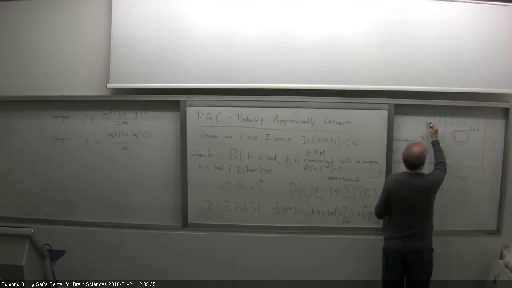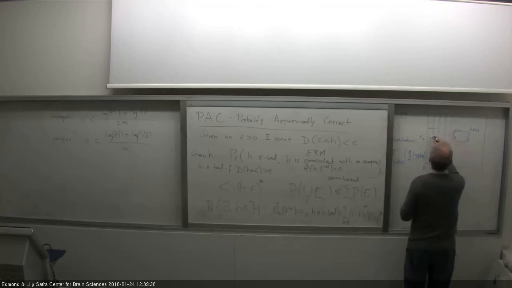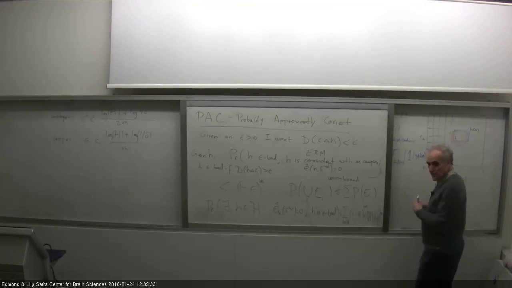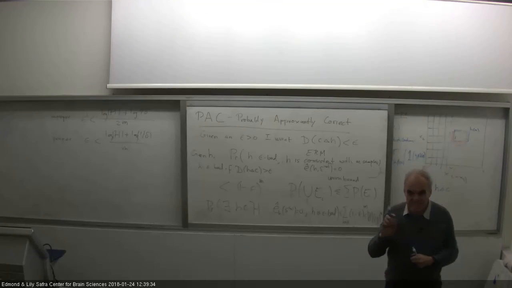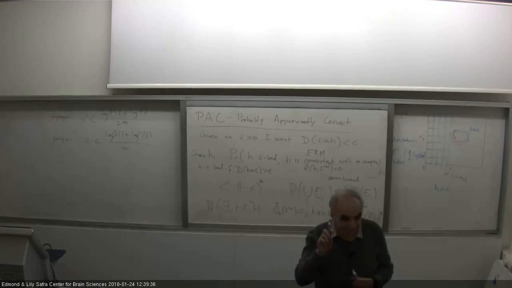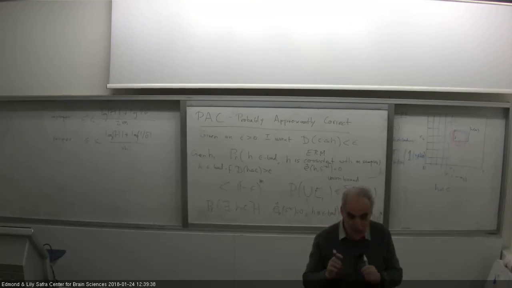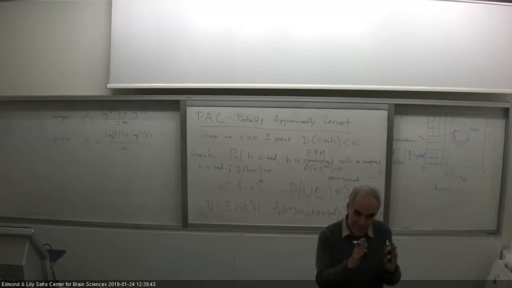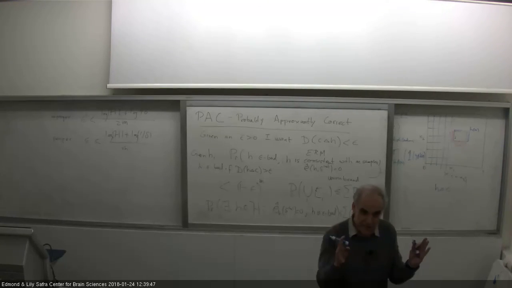Okay, my drawing ability is going to exhaust itself very quickly. Okay, so a grid, you know what I mean. And I want this grid to be dense enough such that every rectangle will be close enough to a rectangle on the grid, not more than epsilon away. I can always do that.